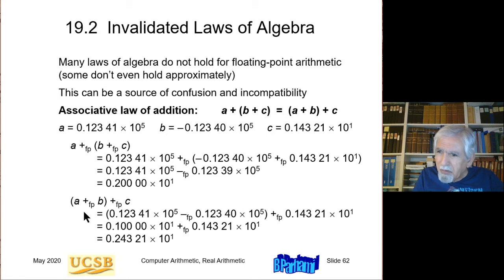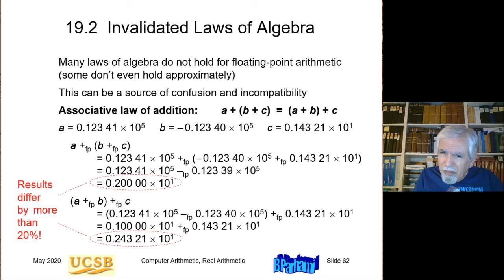What happens if I do A plus B first? So here is A, here is B. The exponents are the same. I just do subtraction. And then I get a lot of leading zeros. I get basically 0, 0, 0, 0, 1. And then I shift to the left and adjust the exponent, and I get this number. So I got 0.2 times 10 to the 1 in the first version, and 0.24321 times 10 to the 1, which is very different. The results differ by more than 20%. Okay, and 20% is a very large error.